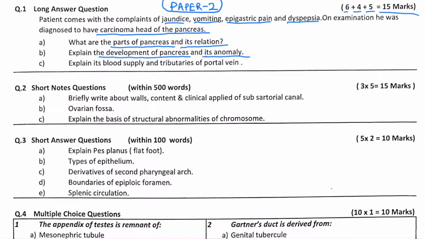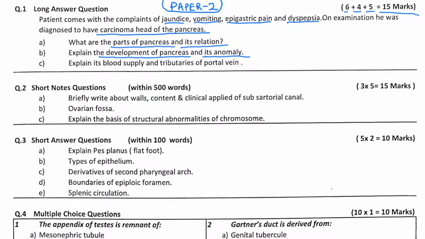Now, talking about the anomalies, first of all, you can mention about the annular pancreas. Normally, you know that the head of pancreas is surrounded by the duodenum on the right side, and the head and neck of pancreas embrace the commencement of the portal vein. Now, what happens in an annular pancreas? This head of pancreas is going to embrace the second portion of the duodenum, and this happens because of the bifurcation of the ventral pancreatic bud during the early embryogenesis.